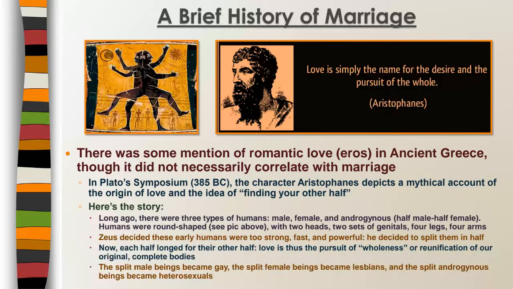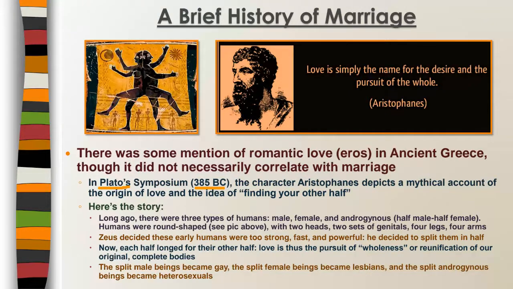So going back to ancient Greece, if y'all have ever heard of Plato, an ancient philosopher, a collection of his writings, or people writing about his teachings, is in this book called the Symposium, which kind of dates back to 385 BC. And in there, there's a character that he uses called Aristophanes, who tells the story of where romantic love comes from.